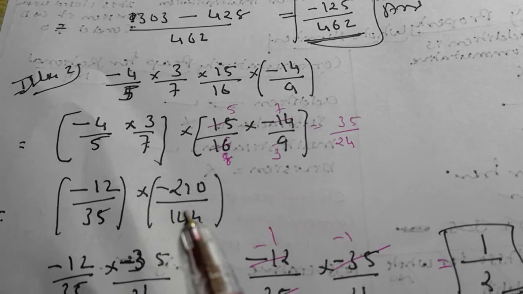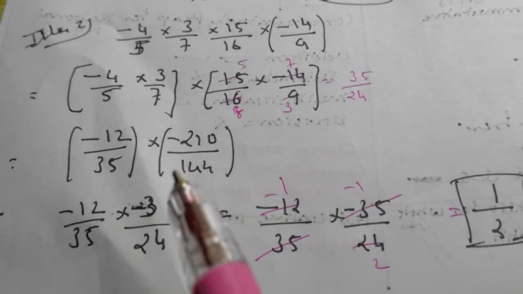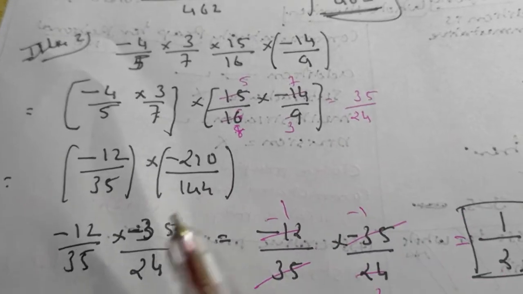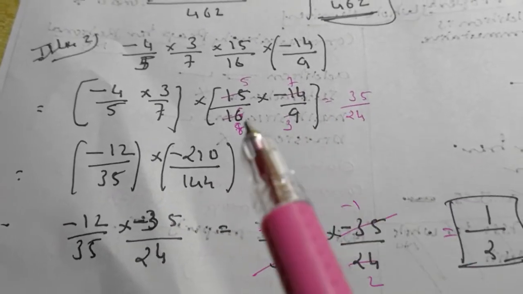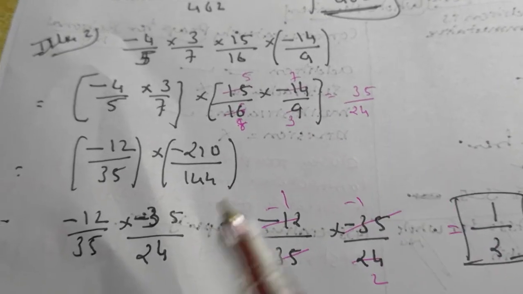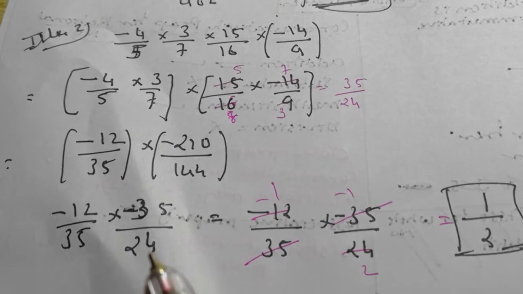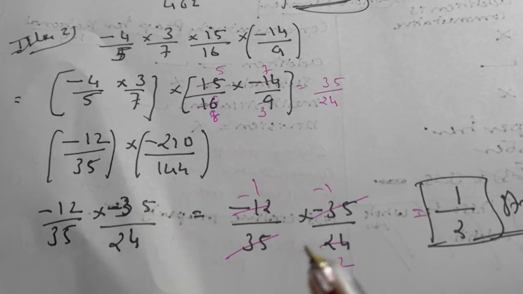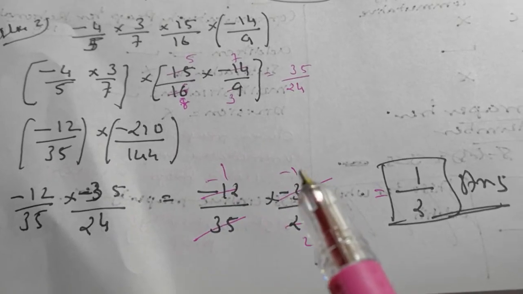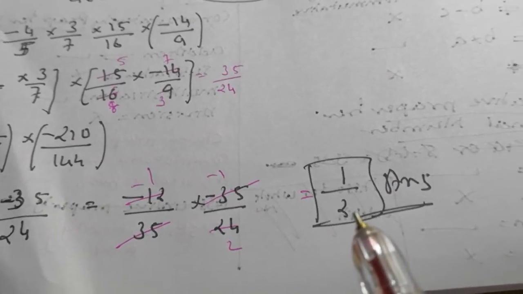That I have multiplied, or you can write directly 35 upon 24. Okay, no problem. Or you can multiply and then reduce it. But let it be, first you are going to cut and find out the answer. So 12 upon 35 multiply by minus 35 upon 24. So 12 2s are 24, 35 is cancelled. Minus 1 into minus 1 is 1 and 2 is left in the denominator.